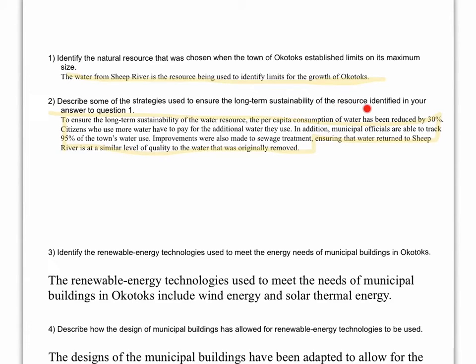Describe some of the strategies used for the long-term sustainability of the resource identified in your question number 1. To ensure the long-term sustainability of the water, the per capita consumption has to be reduced by 30%. Citizens who use more water have to pay more if they have any additional water usage. In addition, the municipal officials are able to track 95% of the water's use. Improvements are also made to sewage to ensure that the water is returned to the Sheep River with a similar set of water qualities to when it was originally removed.